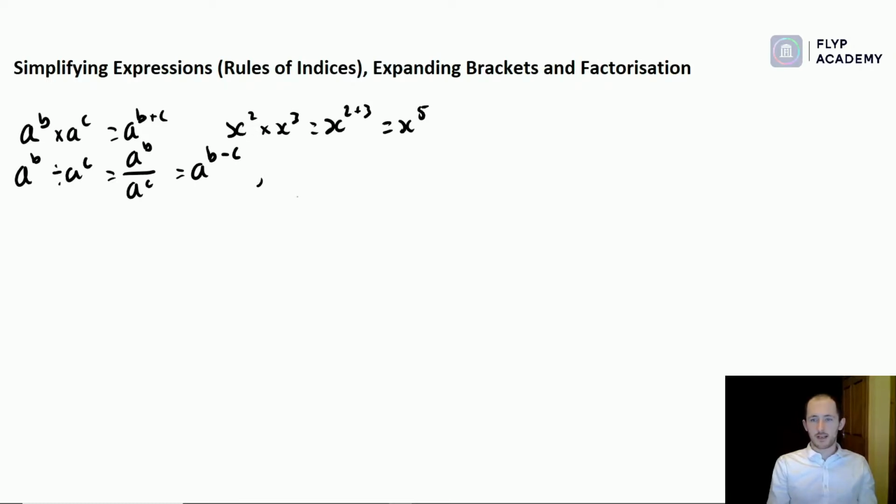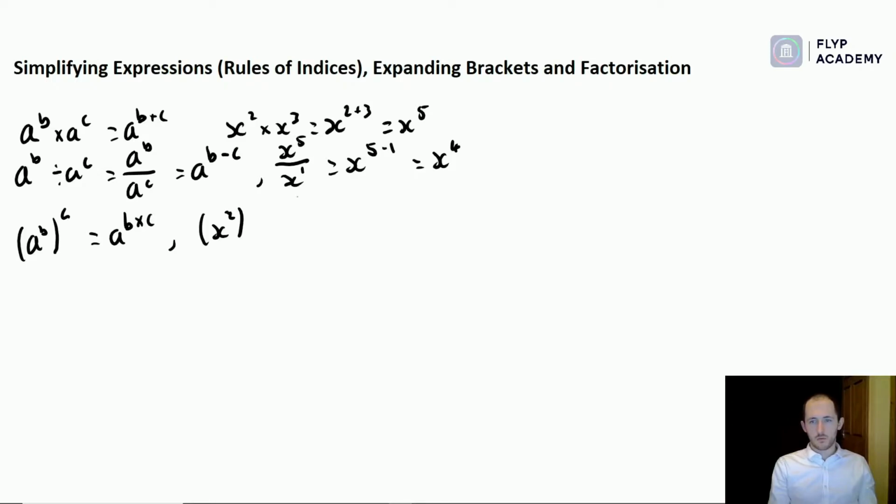So again, if you want to do an example, x to the power of 5 over just x would give me x to the power of 5 minus 1. Remember, if we just have x, it's like there's an invisible 1 there, and that will give us x to the power of 4. Next we have a to the power of b, close bracket, to the power of c, and all this equals is a to the power of b times c. So if you had something like x squared all cubed, then you'd have x to the power of 2 times 3, which is 6.